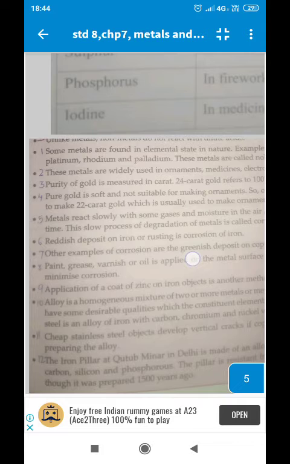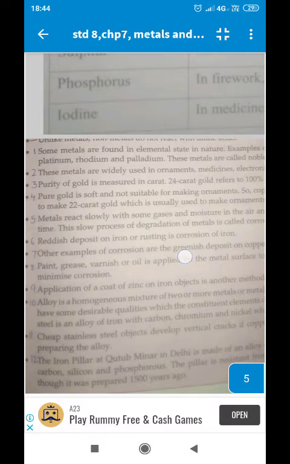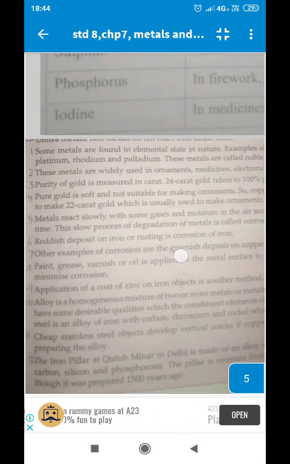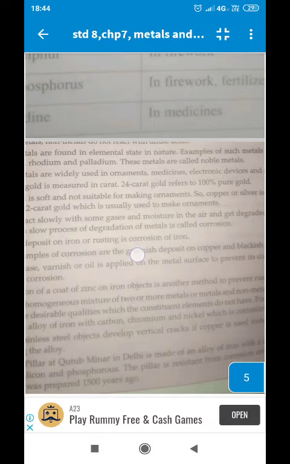Now, apart from the uses of metals and non-metals, there are certain elements which do not react with any of these elements. They are rare gases or noble gases.